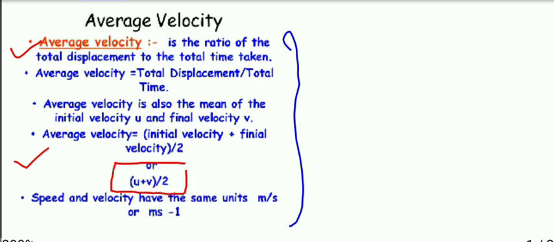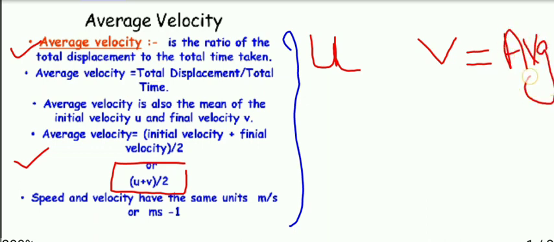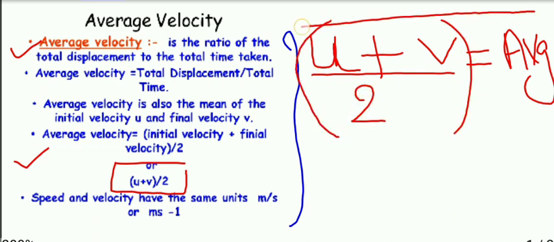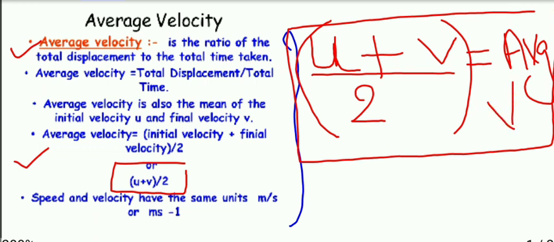Once again, suppose the initial speed is u and the final speed is v. To calculate the average velocity, you simply add these two and divide by 2. This is the way, this is the method for calculating the average velocity.